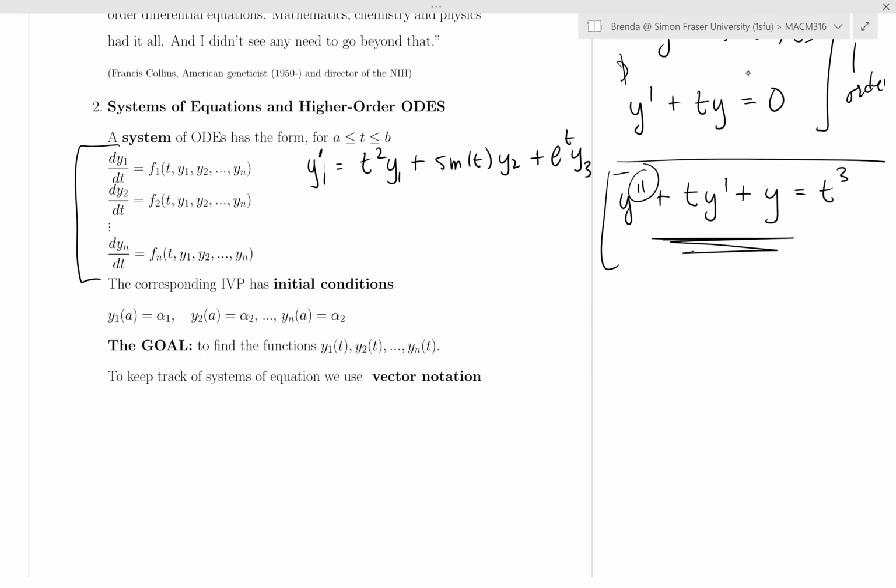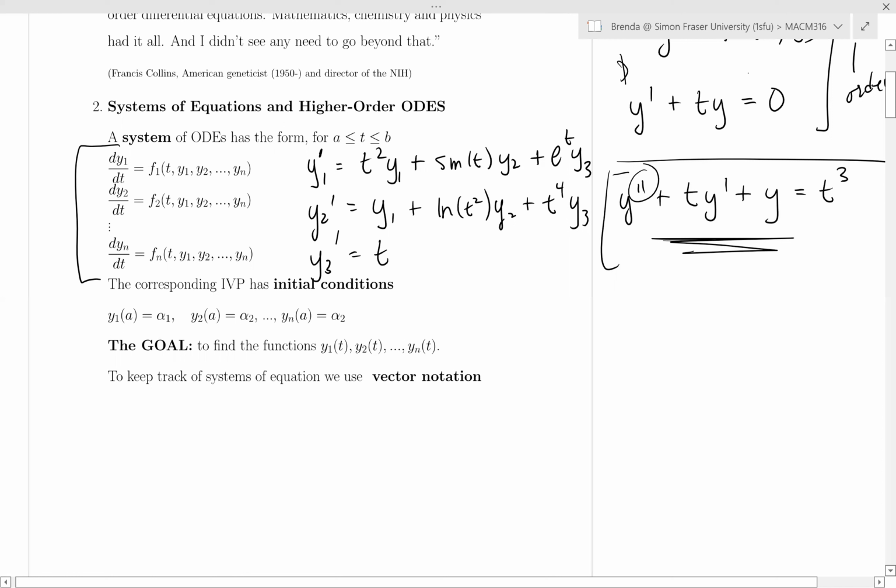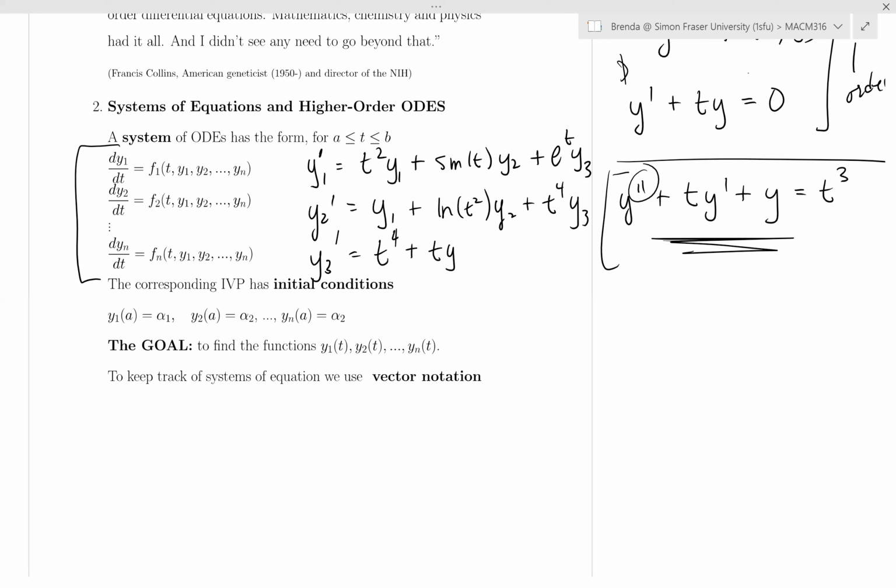And then y2 prime would similarly be some sort of function of y1, and some other function of the others. This would be a system of three equations, and they're coupled. So this is going to be some function of all three.